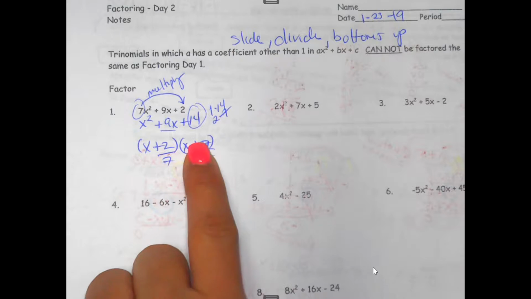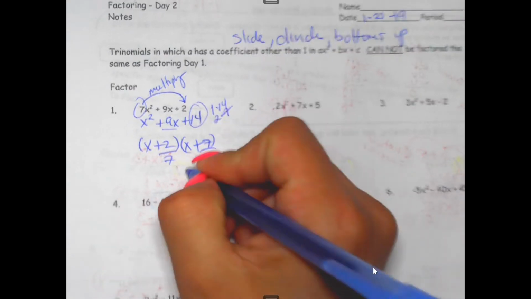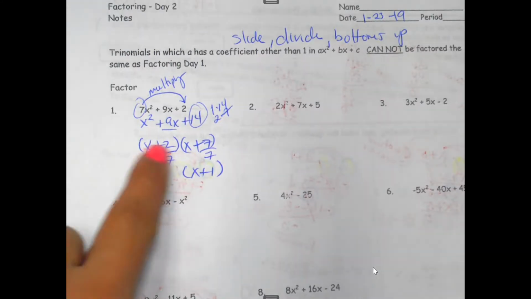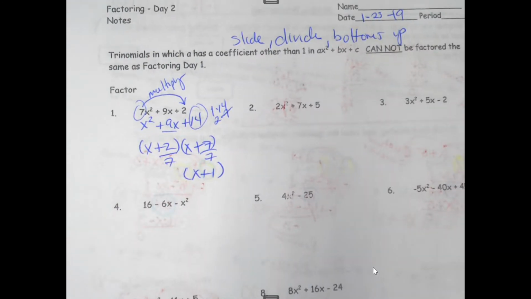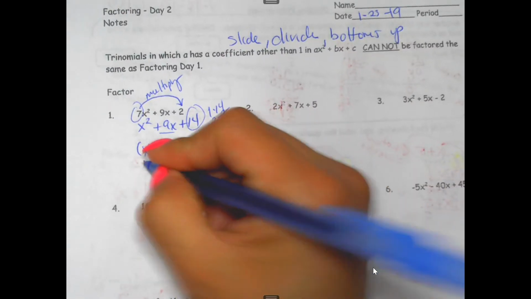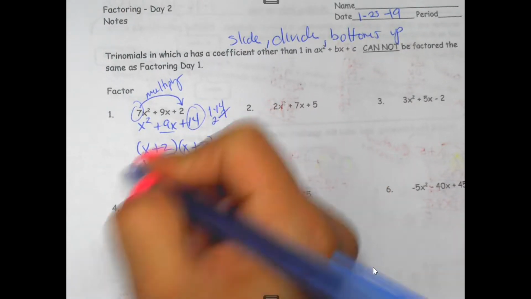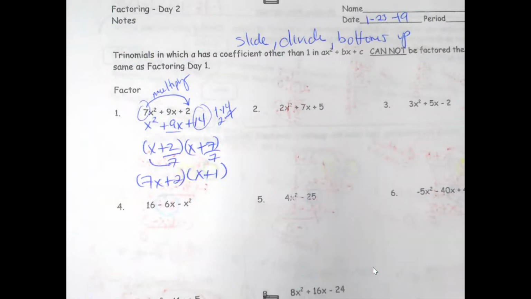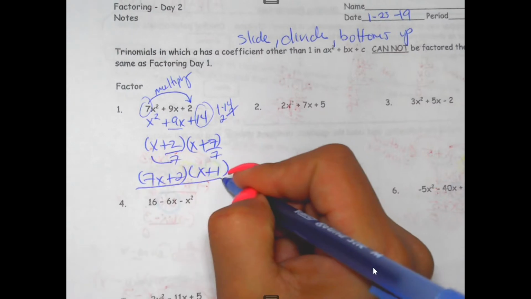Now, only this second one divides into a whole number, but not the first one. The first one is a fraction, so that's where we're going to do bottoms up. I don't want fractions, so go ahead and put that 7 in front of the x. And that 2 stays. So this is our answer.